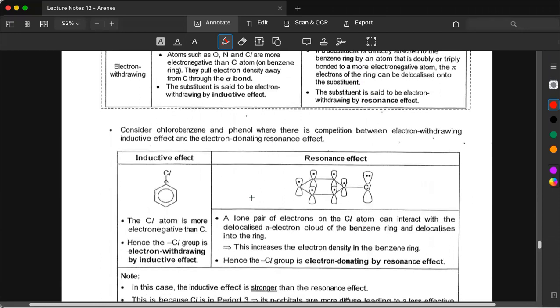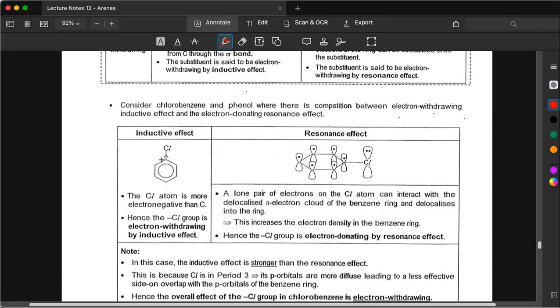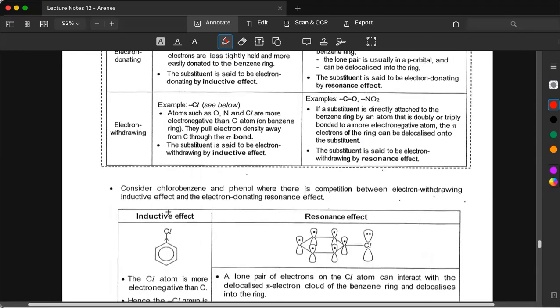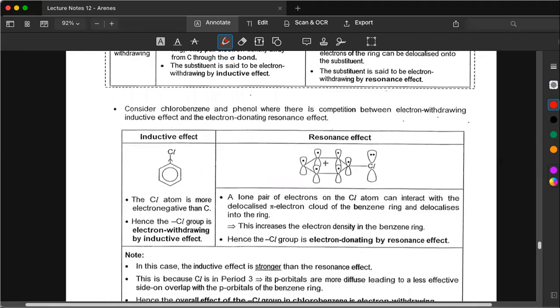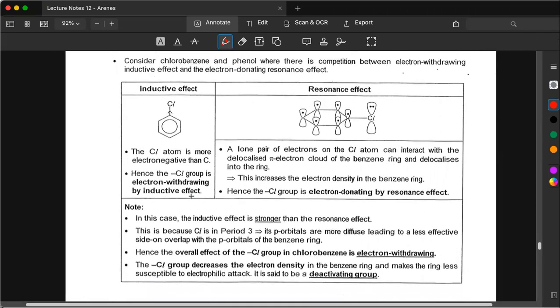Now consider chlorobenzene and phenol, where there's competition between electron withdrawing and electron donating. Then how do we explain? So by inductive effect, Cl atom is electron withdrawing. But by resonant effect, the lone pair of electrons can interact with the delocalized pi electron cloud system of the benzene ring. It can interact through the pi bond and delocalize, so increase electron density. So it's very strange. One is inductive, one resonant. So there's this conflicting issue here.